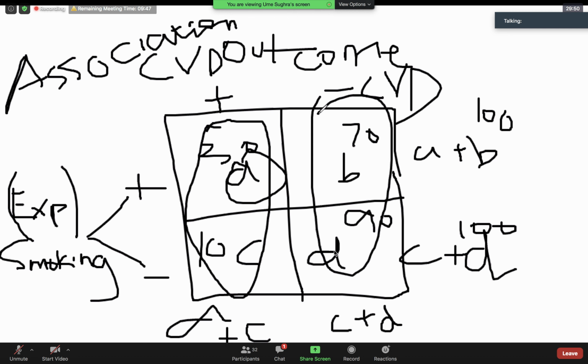Sorry, it's a little messy. B plus D, sorry. A plus C are all those who are diseased, and B plus D are all those who are healthy, or non-diseased, without that particular event or outcome. Clear so far? Now we are just trying to arrive at that particular.